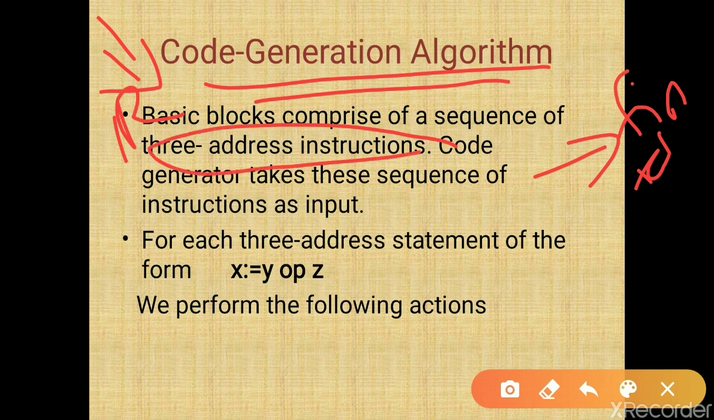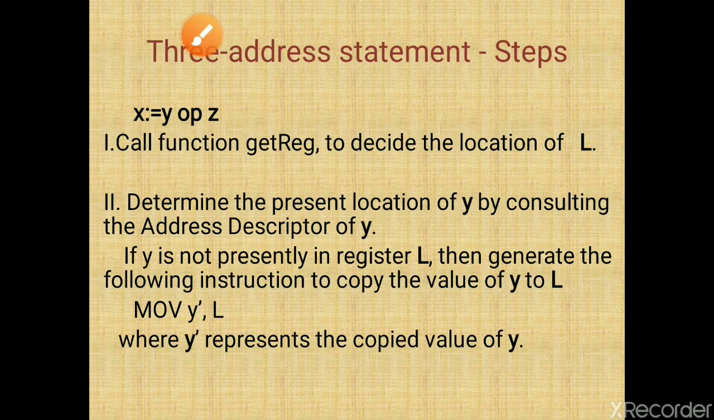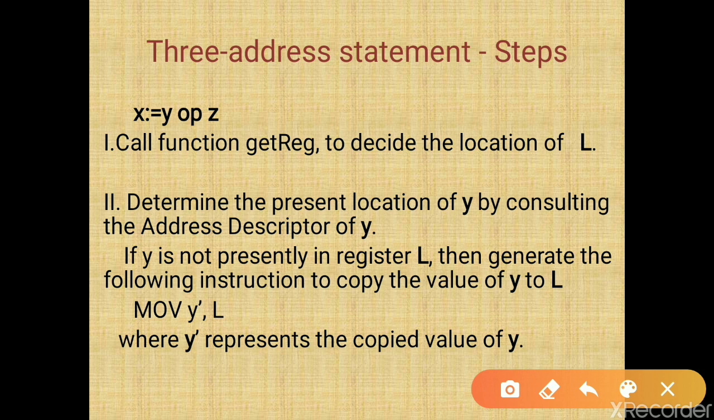Now just consider this example, x equal to y op z. This is a three address operation. Now we will see how this x equal to y operand z works by using the simple code generation algorithm. We'll move on to the algorithm. So the computation is x equal to y op z. This is our operation to be performed. So in almost all code generation processes, it will call the function getReg to decide the location of L. Where is that descriptor value?